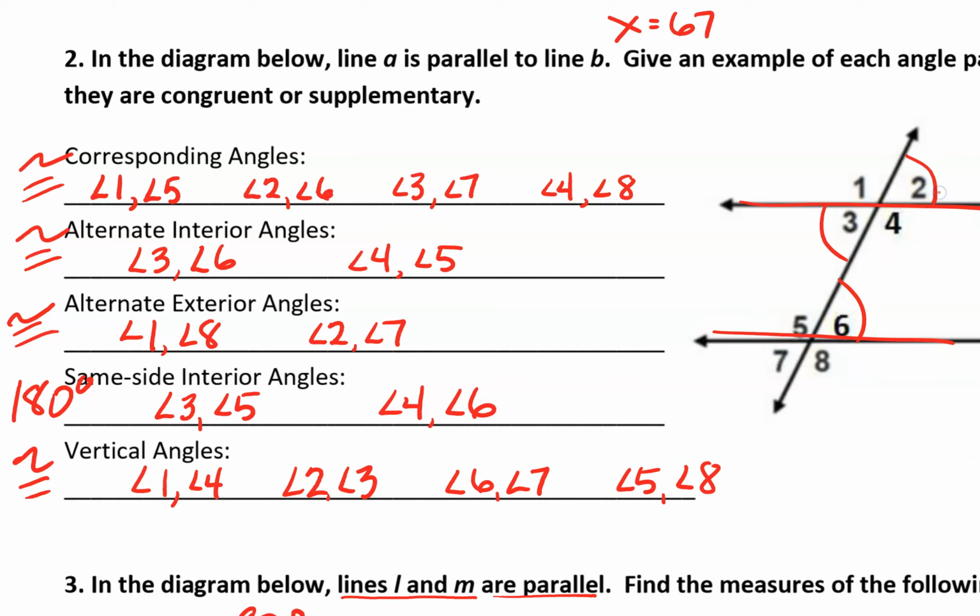Exterior is going to be on the outside, alternating the transversal. Same side interior, like that. And those are going to be equal to 180. And vertical angles are across from each other. Vertical angle out of all of these is the only one that doesn't really involve having a transversal, but we learned that they're across like this. And those are congruent.